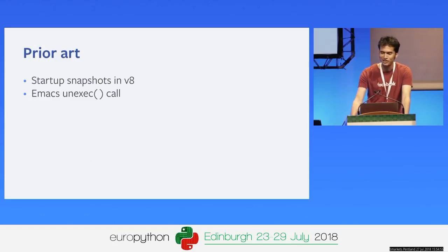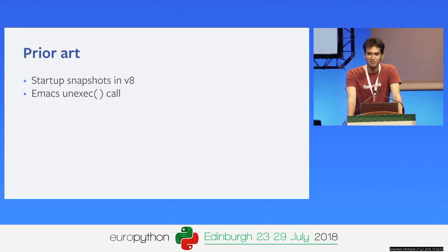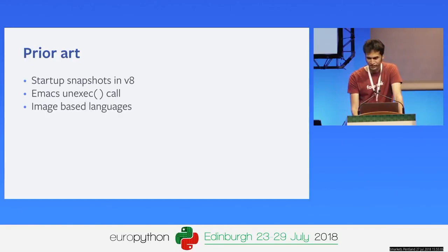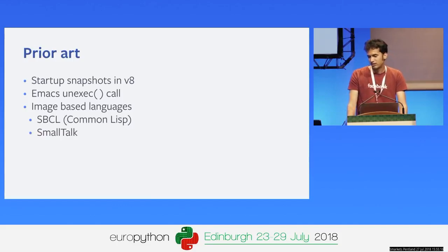And I believe this feature has lately been deprecated by the Emacs people because apparently it's a lot of work to support across all platforms. So yeah. And finally, image-based languages. I think these are the two that I know of. Incidentally, there's also Factor, which is a modern Forth dialect, which also happens to be image-based. And I remember that the function to save images in SBCL is called save-lisp-and-die, which is quite interesting.